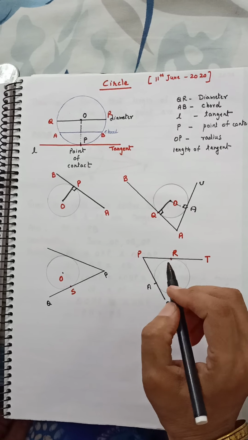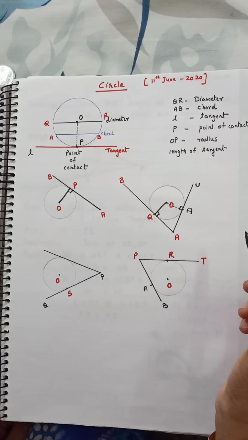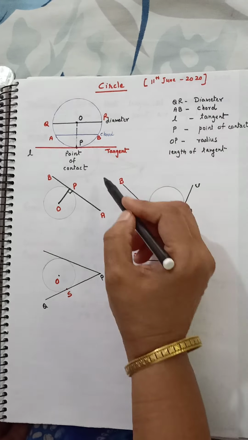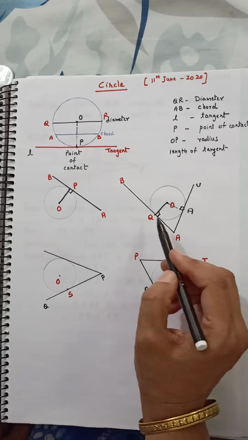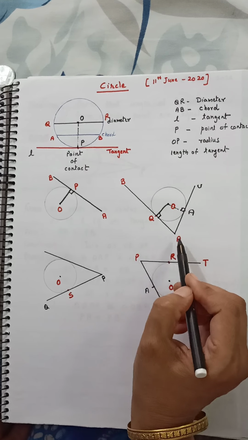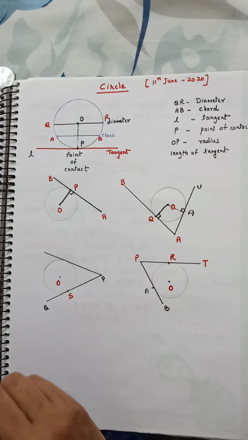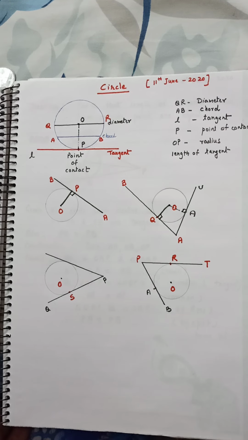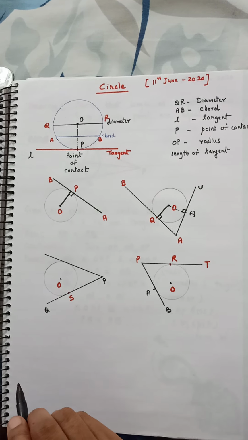Again here, the length of tangent. What is length of tangent? It will not be AB. AB length of tangent नहीं होगी. क्यों? क्योंकि point of contact Q है. So AQ will be the length of tangent. Similarly, AD will be the length of tangent. I hope you are clear for it.